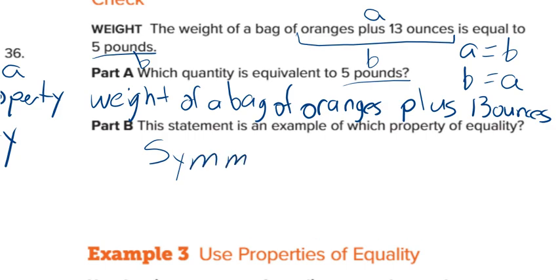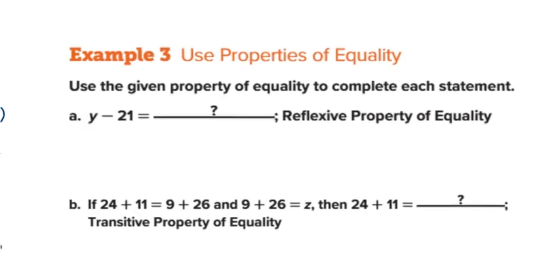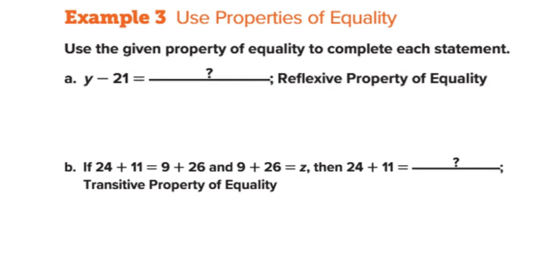And since we flipped it, because we had A equals B, B equals A, that is showing our symmetric property of equality. Okay.